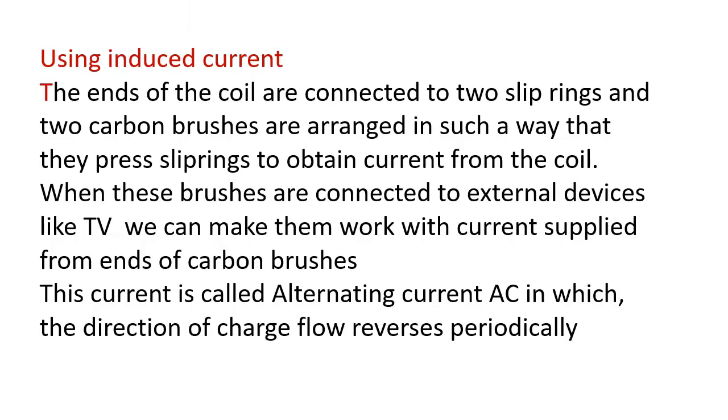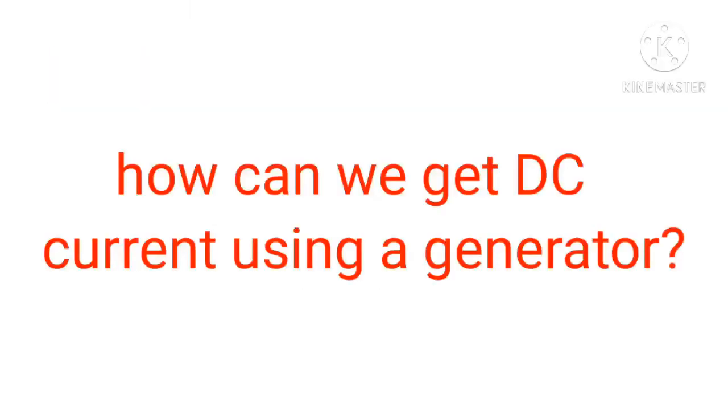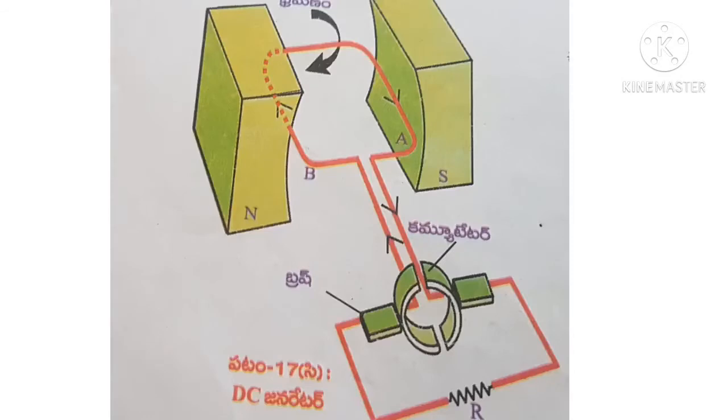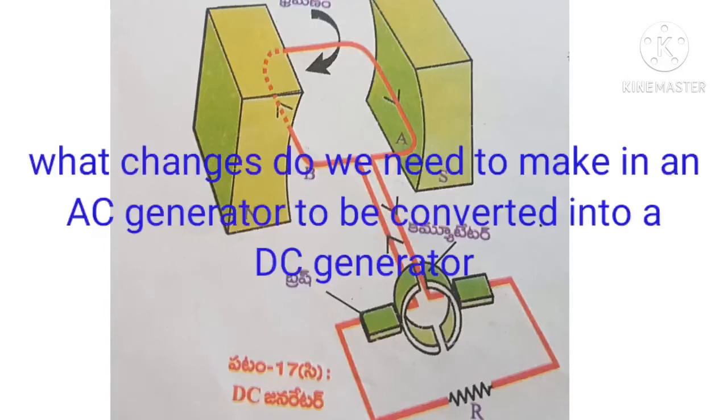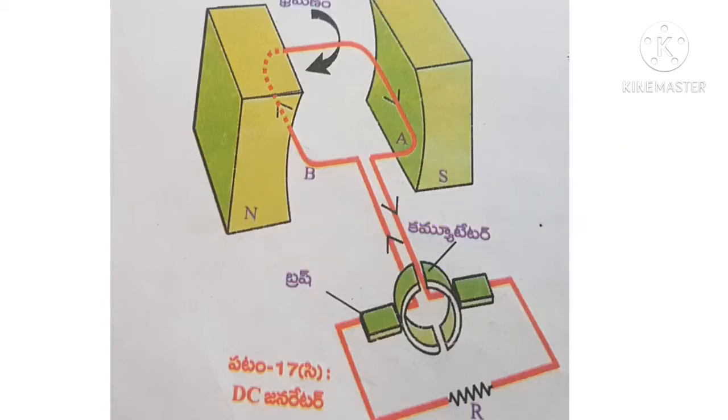Children, how can we get DC current using a generator? Yes, by connecting two half slip rings, a split-ring commutator, on either side to the ends of the coil, we can get DC current. Children, what changes do we need to make in an AC generator to convert it into a DC generator? If two half slip rings are connected to the ends of the coil, the AC generator works as a DC generator to produce DC current.